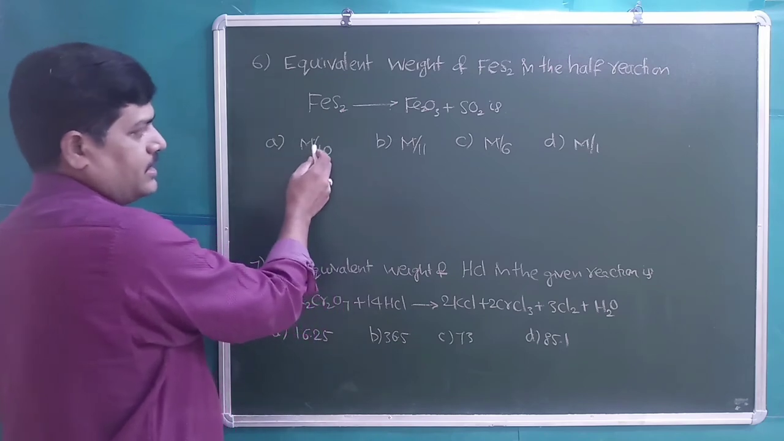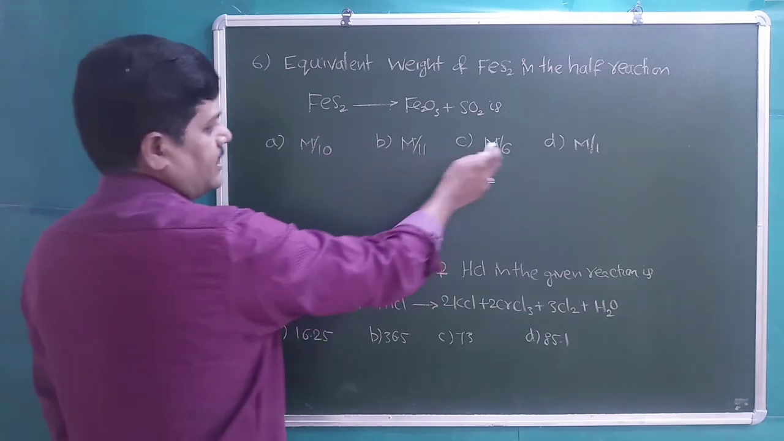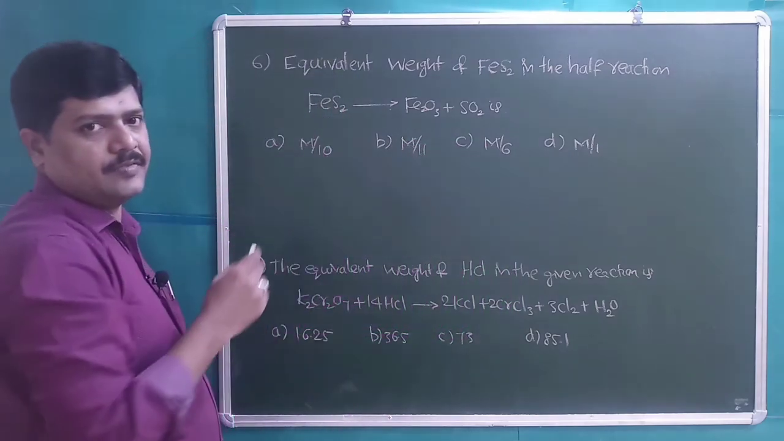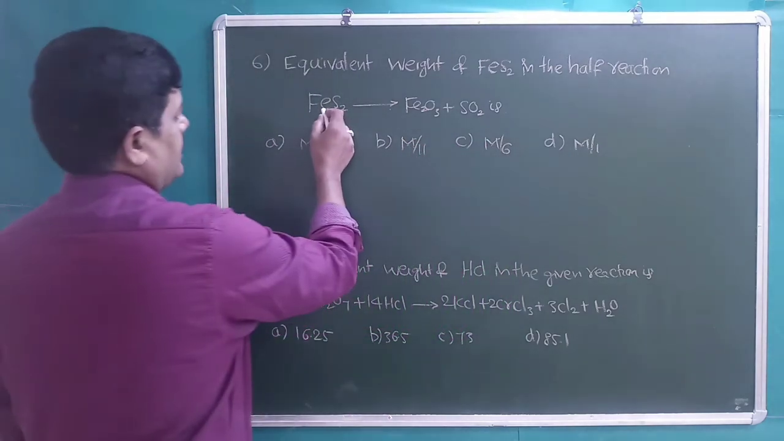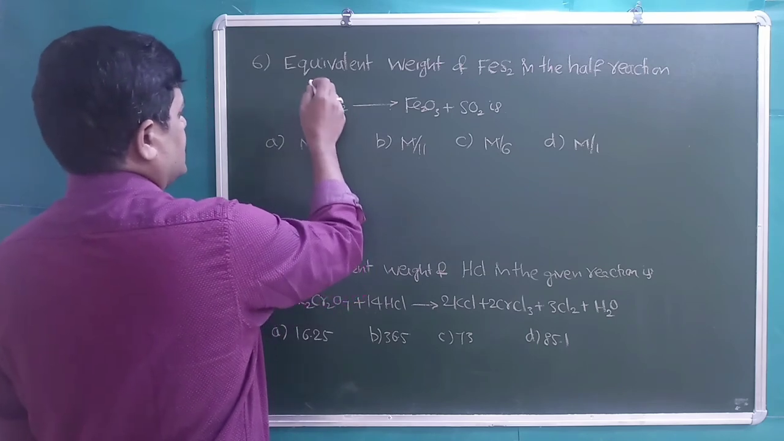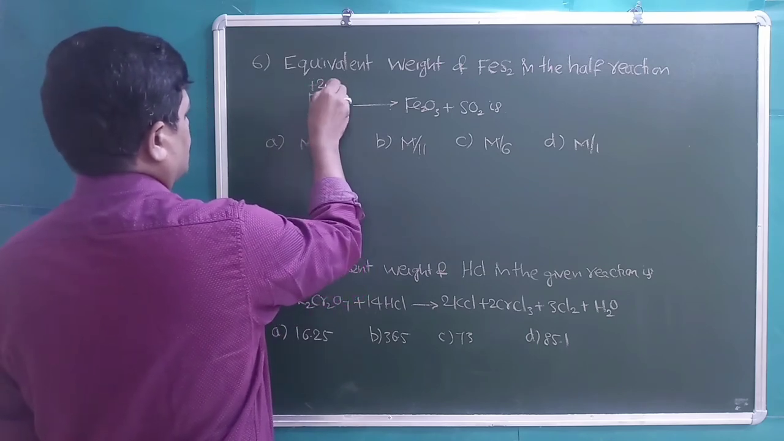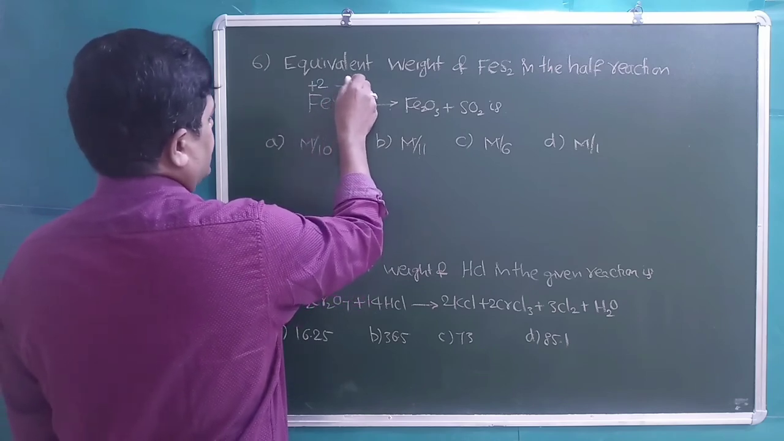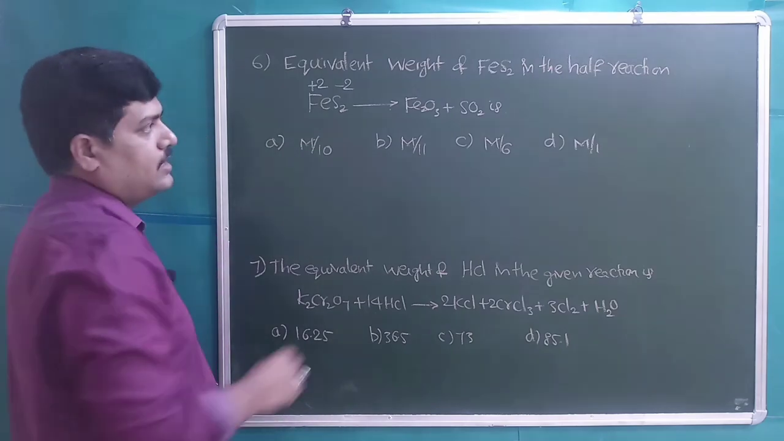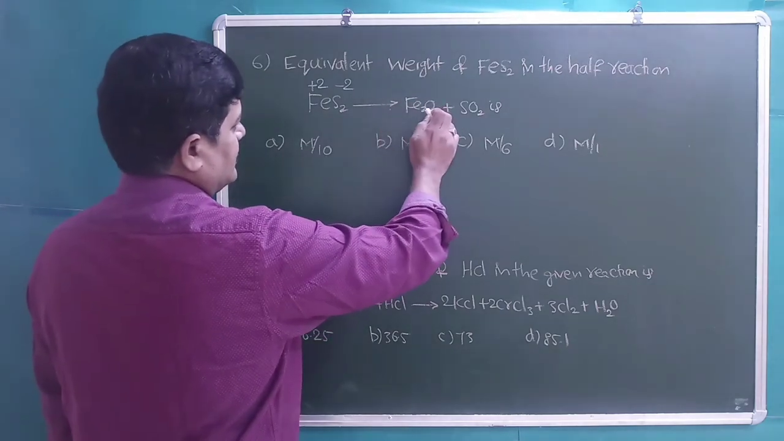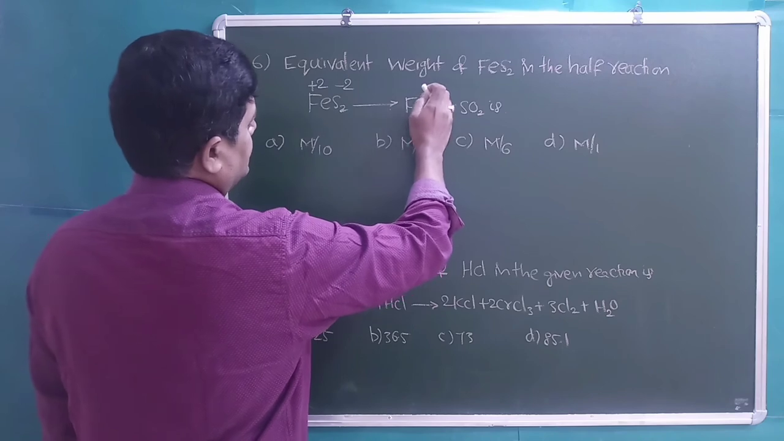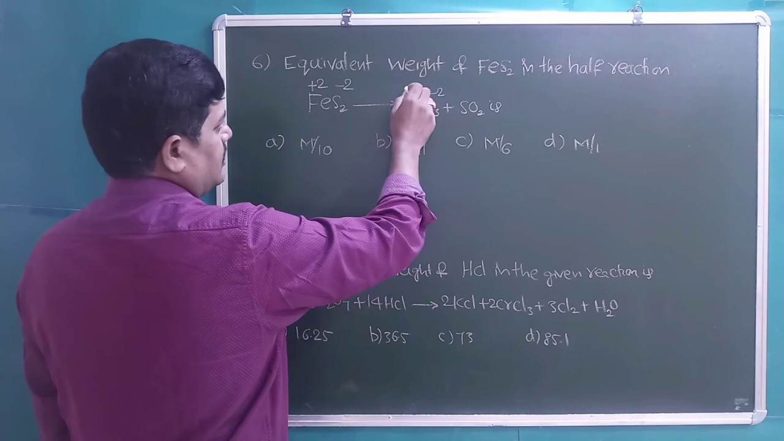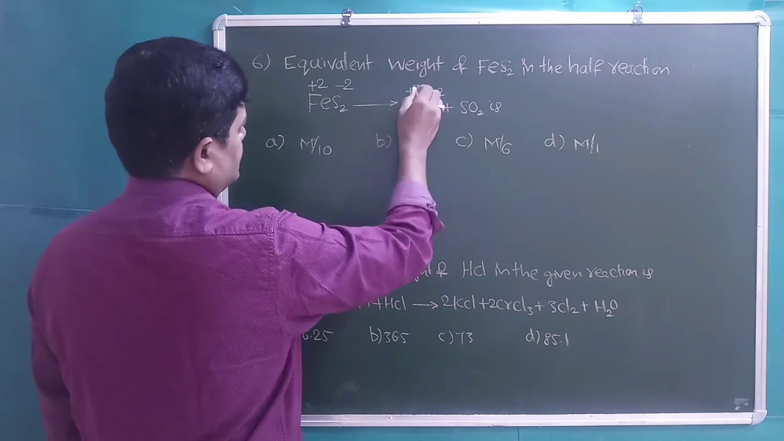Four options are given: M by 10, M by 11, M by 6, M by 1, where M is the molecular weight of FeS2. In FeS2, the oxidation state of Fe is +2. Then for 2 sulfurs, the oxidation state is -2, right? On the product side, in Fe2O3, the oxidation state of oxygen is -2, so -2 into 3 is -6. Then for each Fe it is +3.